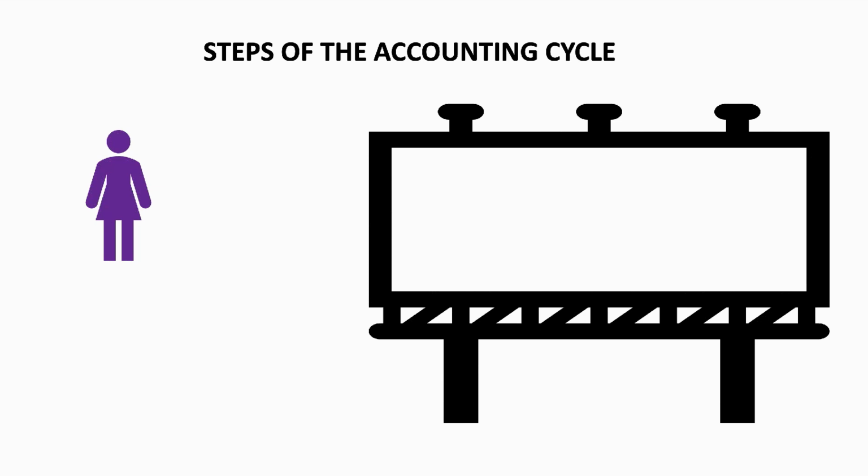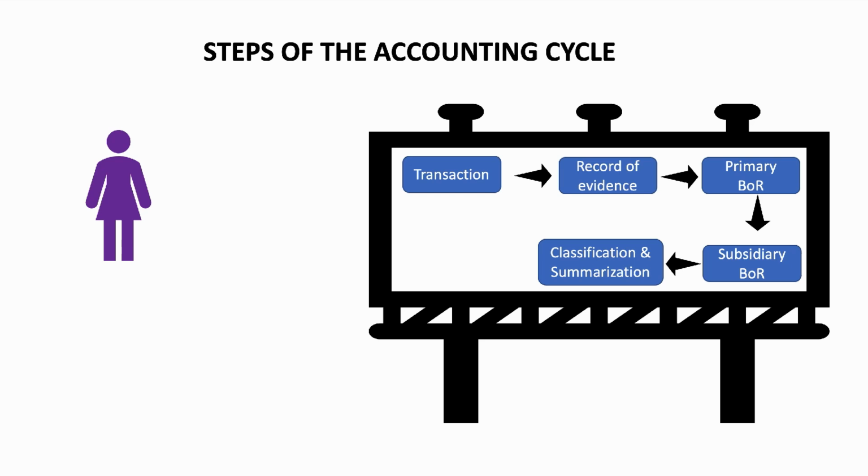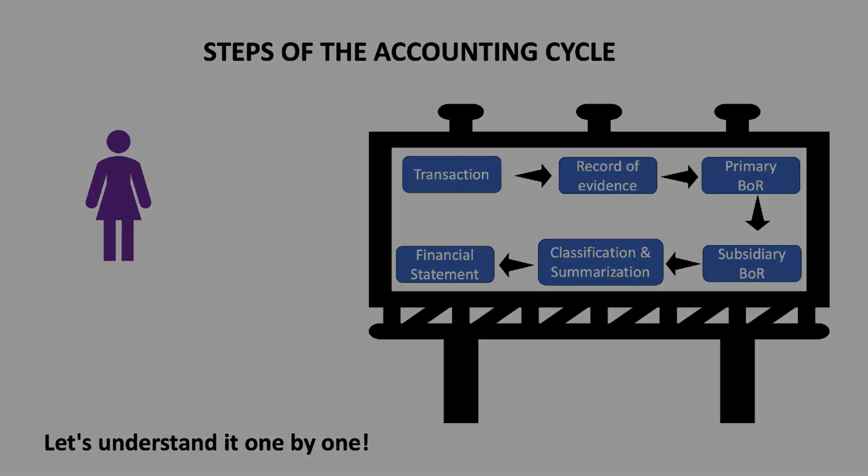As you can see, the first step is the transaction which takes place between the CLF and its vendor, or for that matter any other entity. The next step is the recording of that evidence, which could be in the form of bills, vouchers, payment vouchers, receipt vouchers. Next is entry into the primary books of records, subsequently entry into the subsidiary books of records, and then classification of the transactions and their consolidation or summarization, and finally preparation of the financial statements. So these are the steps of the accounting cycle in a nutshell. Let's try and understand each one of them separately.